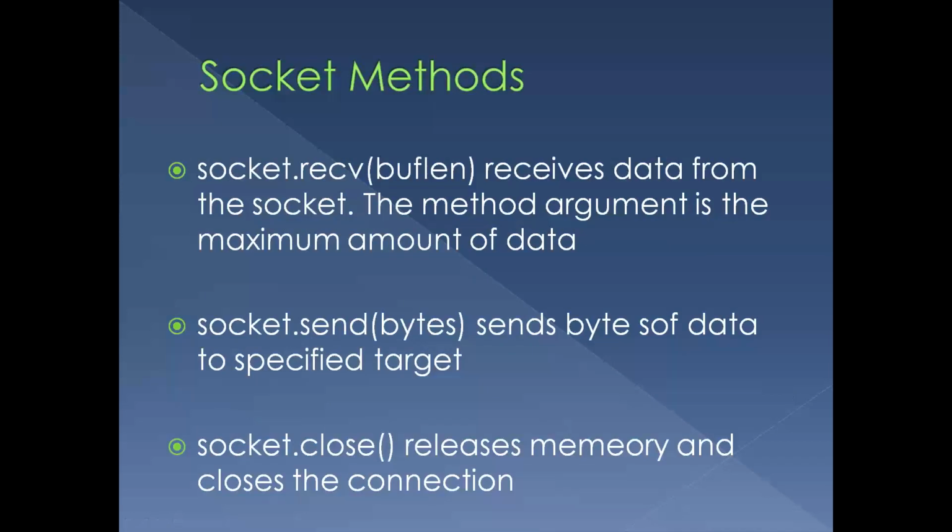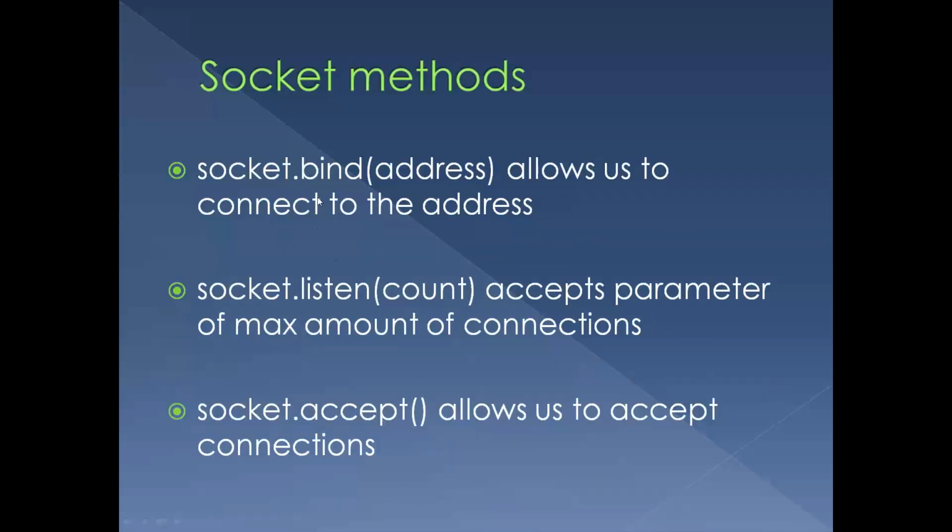Socket methods. We can have socket receive, which receives data from the socket. The method argument is the maximum amount of data. Socket send sends bytes of data to a specified target. Socket close releases the memory and closes the connection. Socket bind, with the argument of the address, allows us to connect to the address, and we'll be using this shortly. Socket listen accepts the parameter of maximum amount of connections. That's what the count is there. And socket accept allows us to accept connections.